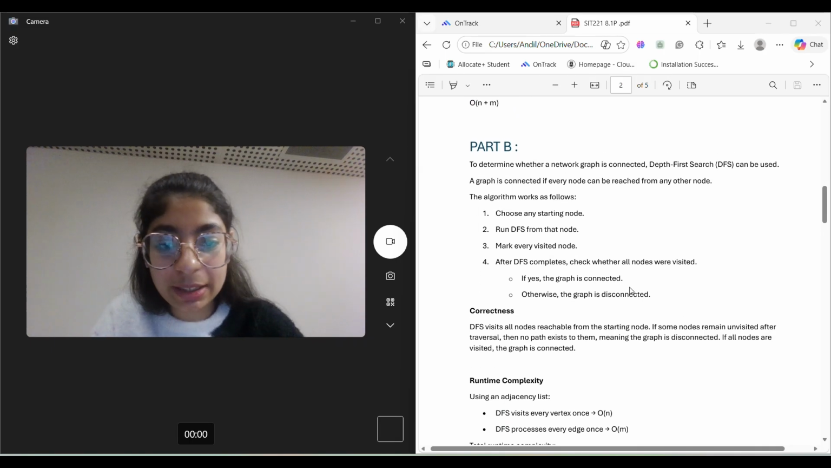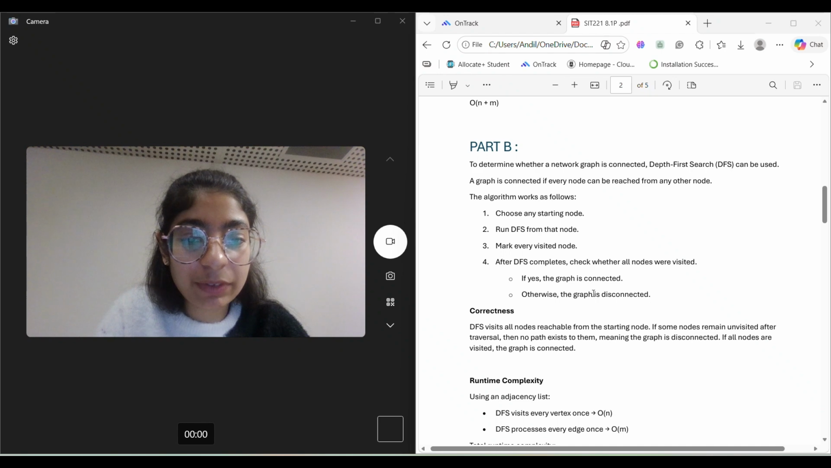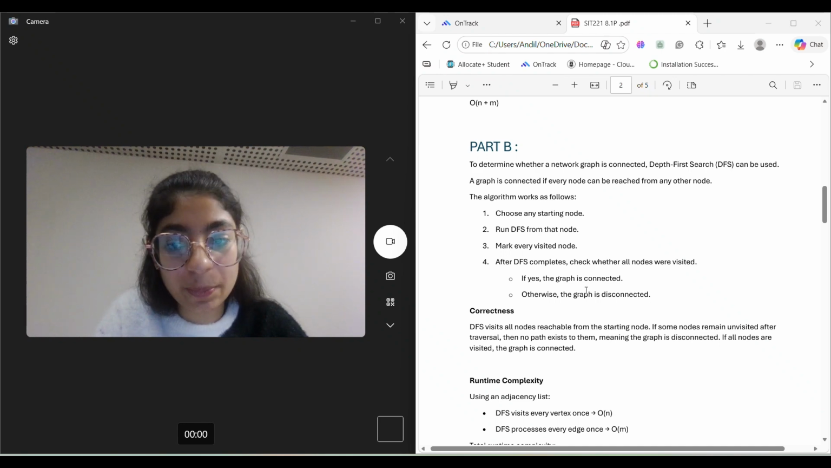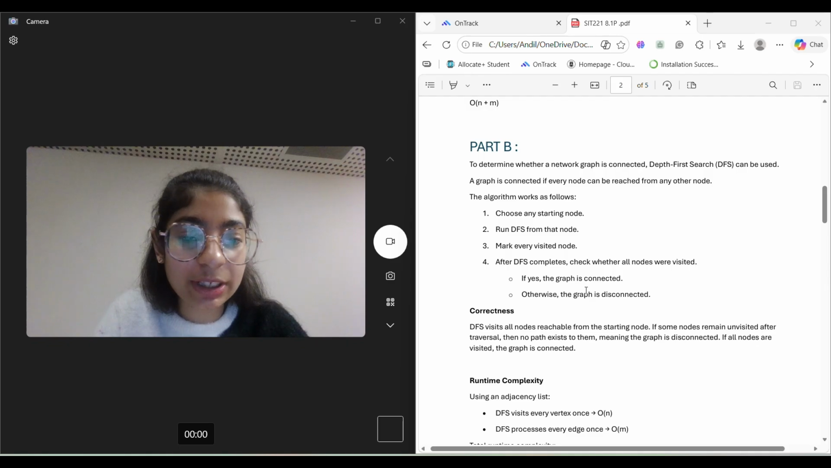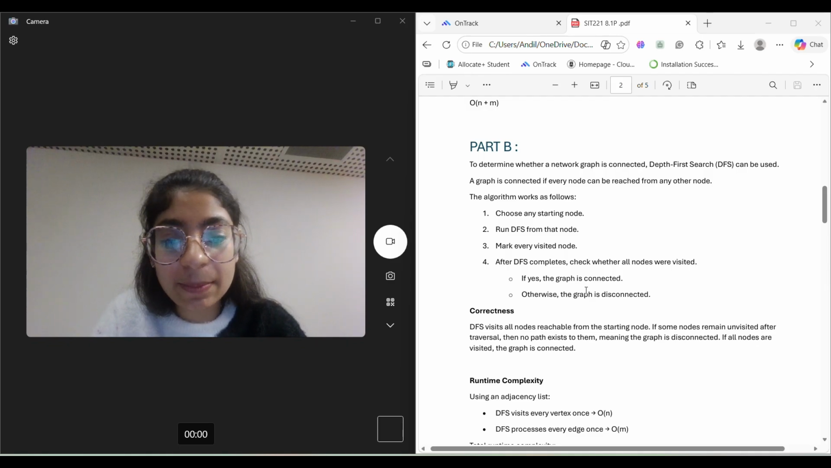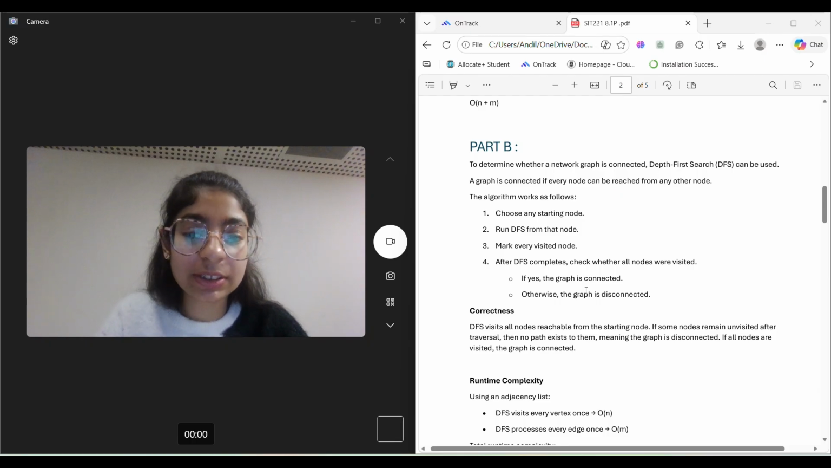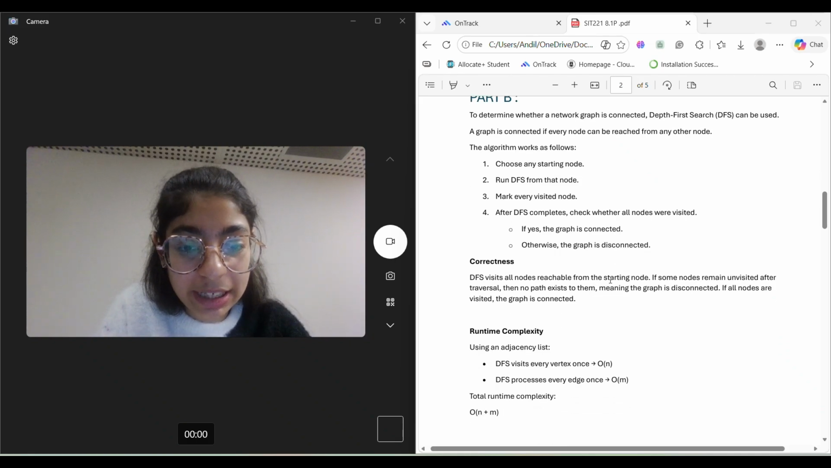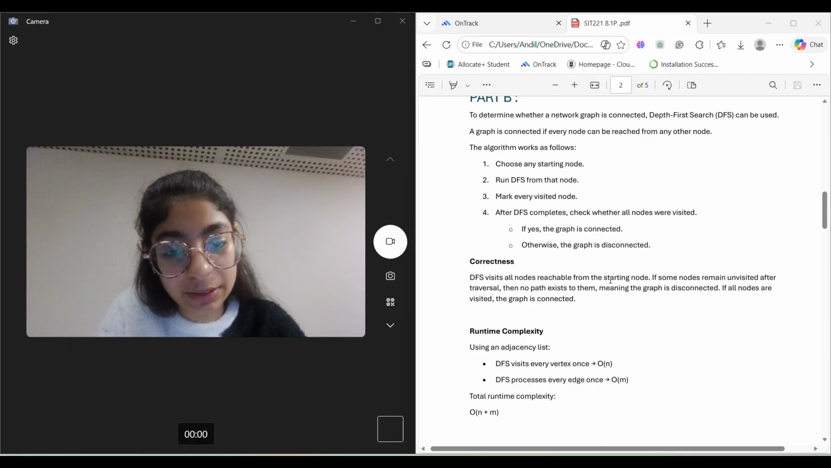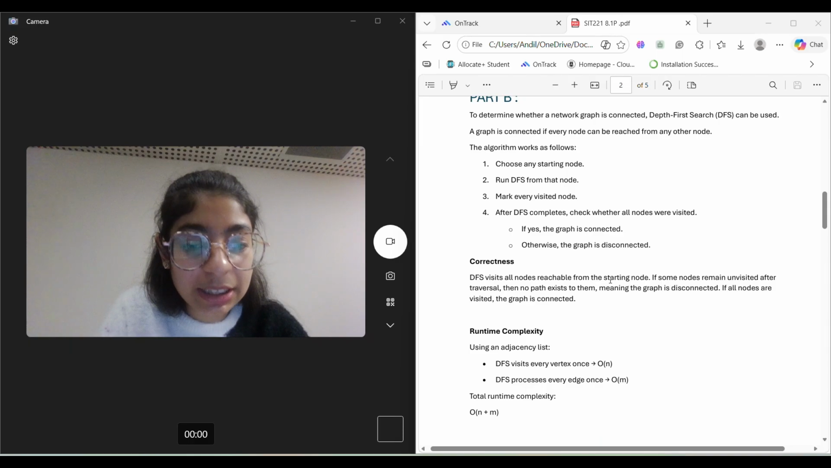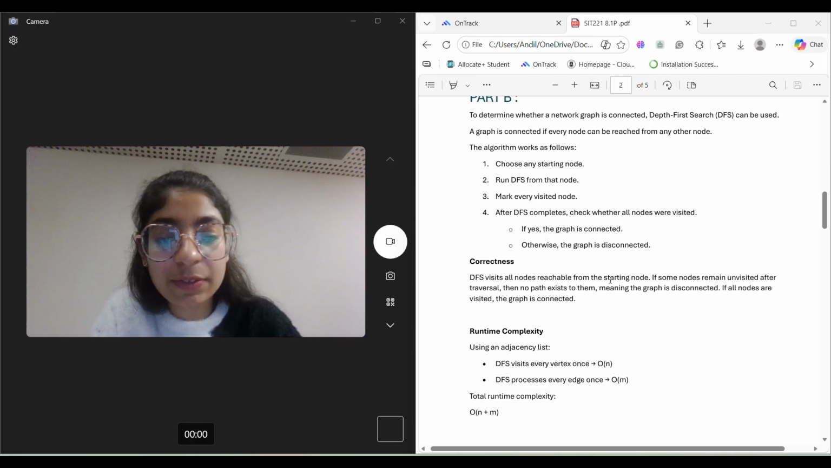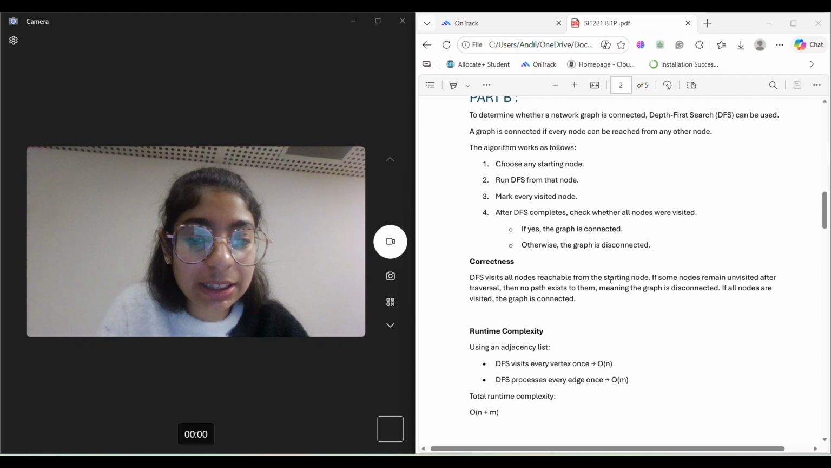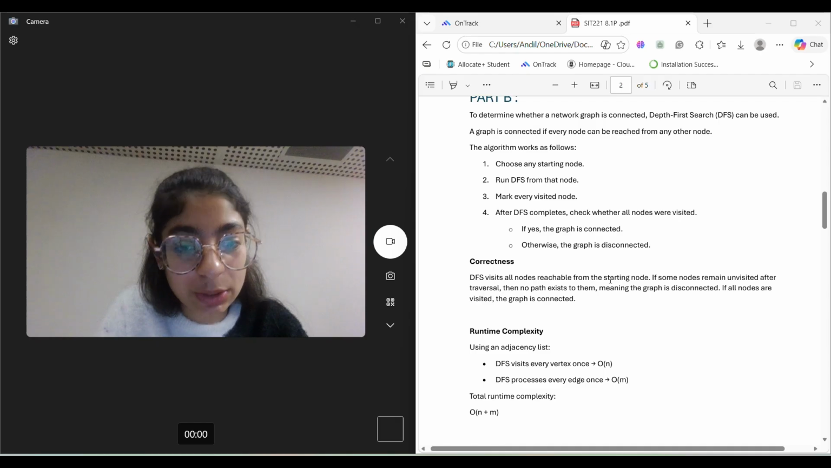Now we go to part B, where it has asked us to determine whether the communication network is connected or not. I have used depth first search, or DFS. Step by step, I first selected a node, ran the DFS, and marked all the visited nodes. After traversal, we checked whether all the nodes are visited. If so, the graph is connected. If any node remains unvisited, then there is no path to that node, meaning the graph is disconnected. The runtime complexity is O(n plus m) because DFS visits every vertex once and every edge once.